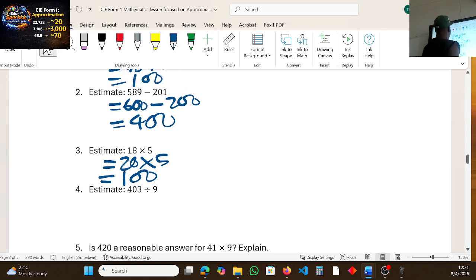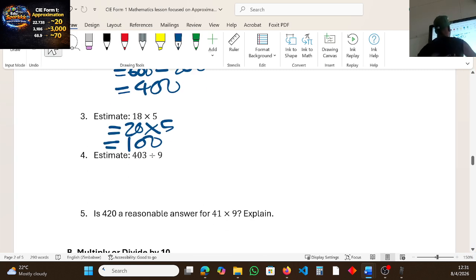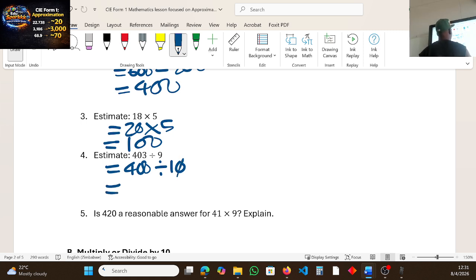Moving on, we have got 403 divided by 9. Because we are estimating, I think 403 is closer to 400. If we try and maintain 9, it might give us challenges because we have decimal places. So it's wise for us to say 9 is closer to 10. Remember what we did when we are dividing by multiples of 10, we simply look for corresponding zeros from the right. So our final result will be 40.